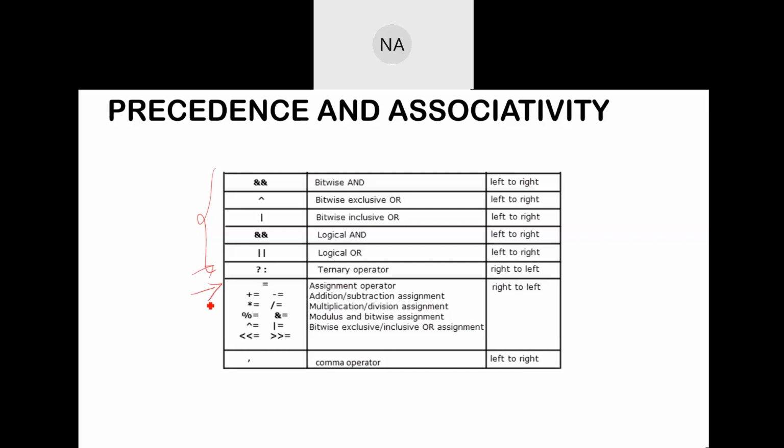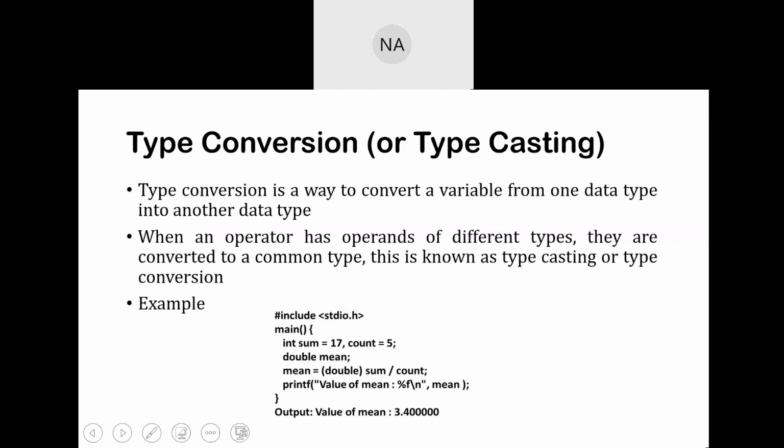Assignment operator means that whenever you have some expression like this, a variable a is equal to some expression, first this expression will be evaluated, and after the evaluation of this expression is complete, the value will be stored in the variable specified at the left of the assignment. Okay, the comma operator has the lowest precedence level. Now type conversion is also called typecasting.